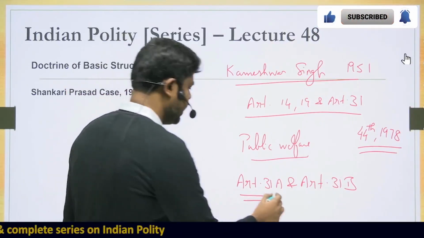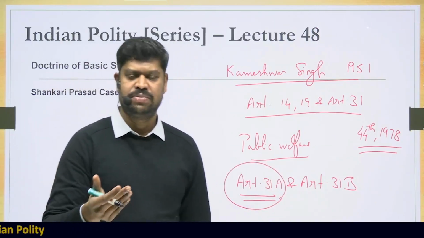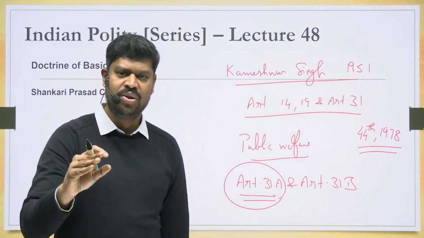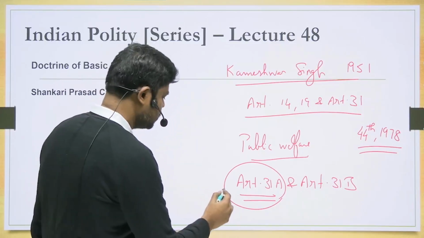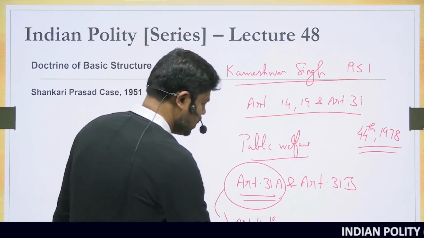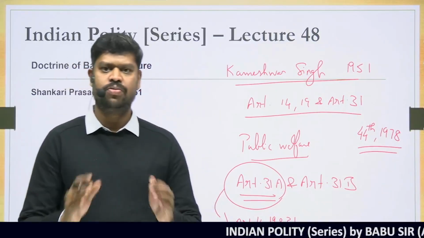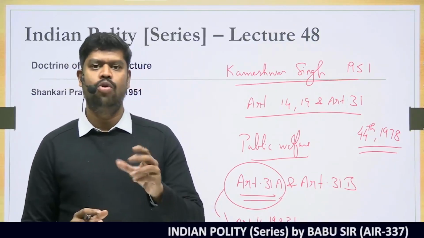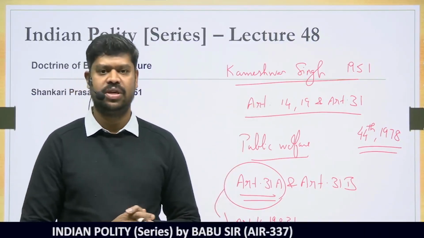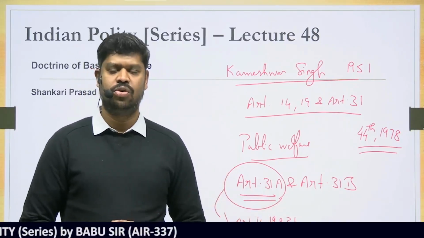So Article 31A was majorly aimed at protecting certain categories of laws, especially those related to acquisition of estates, land reforms and all those things. Even if these laws are violative of Article 14, 19 and Article 31, they cannot be challenged in a court of law. They thought it was a good protection for the future, so that they don't have to face the challenges they faced in the Kameshwar Singh case. This is why Article 31A was inserted into the Constitution.